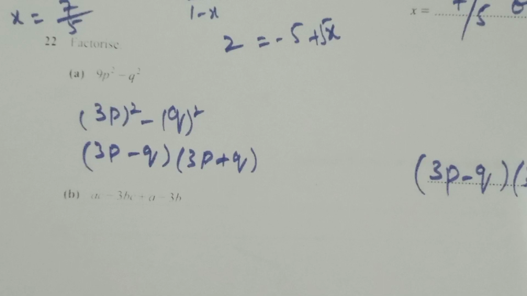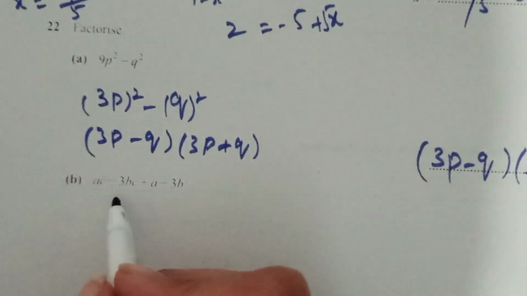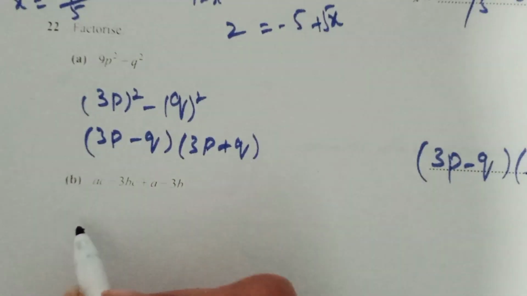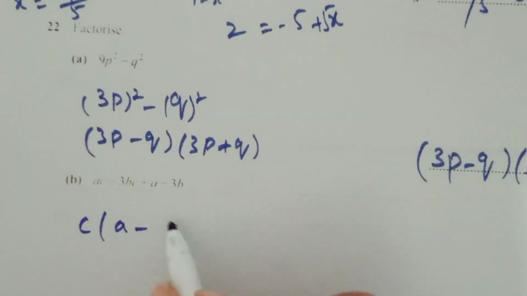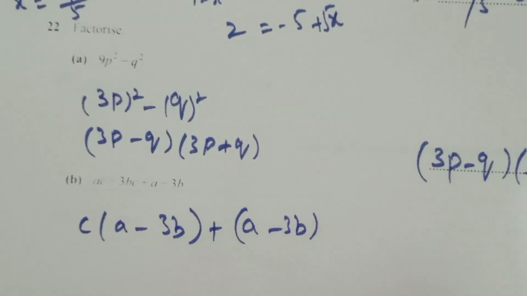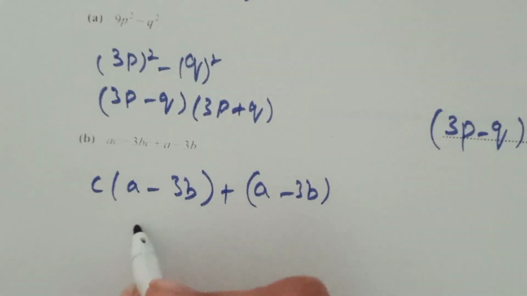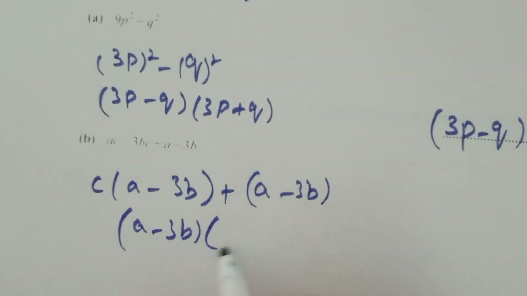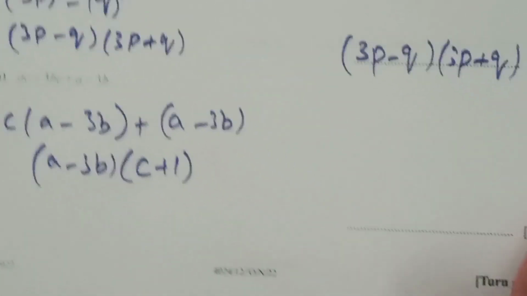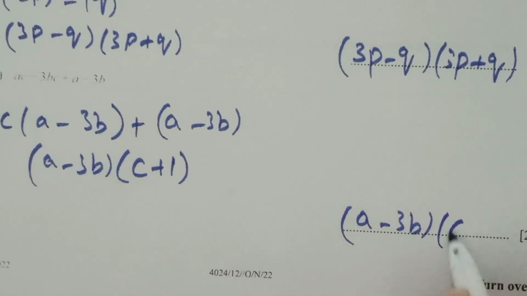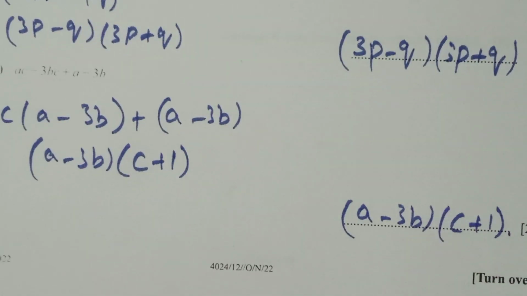Now students, A part is solved. B part, that is AC, we have to take the common from, and that is C, A minus 3B plus A minus 3B. These both values are equal. We again take the common 3B and left 6 plus 1. Now these are the factors of this question, A minus 3B and C plus 1.